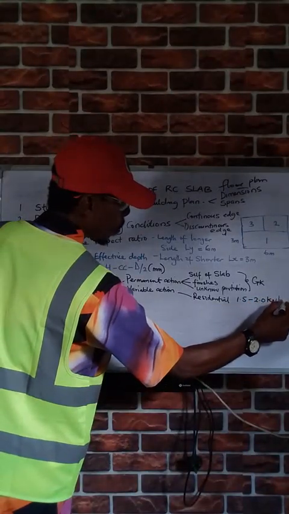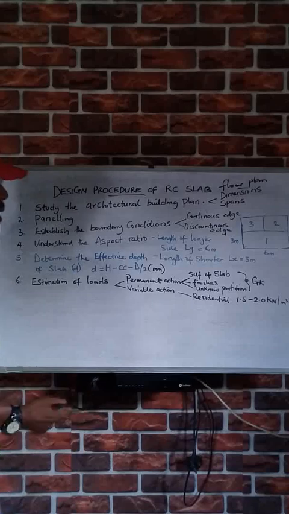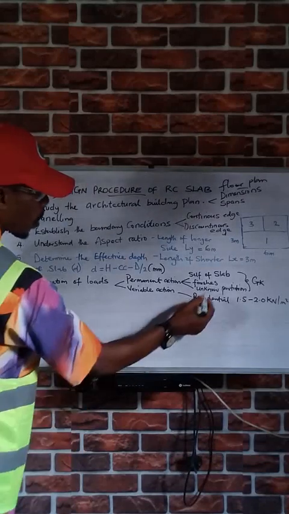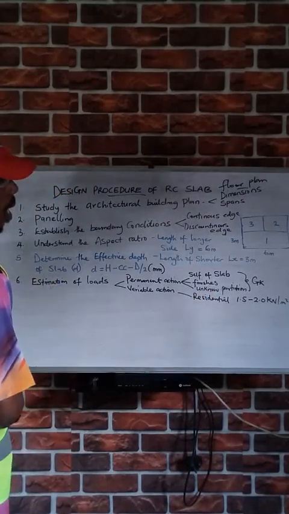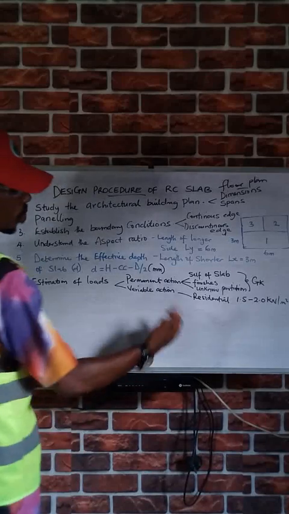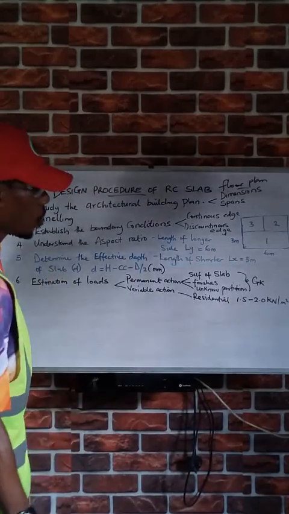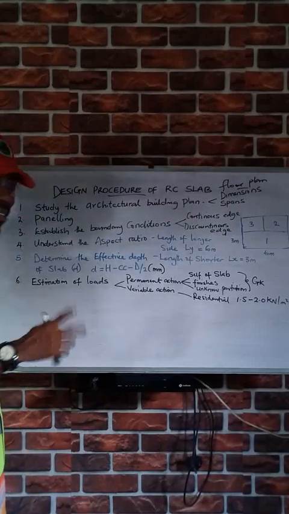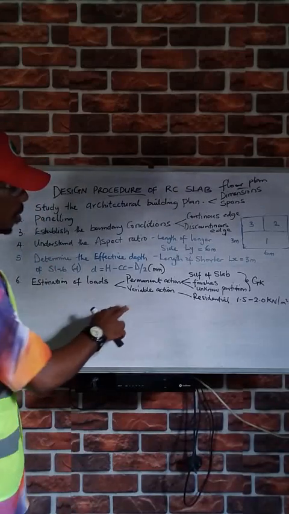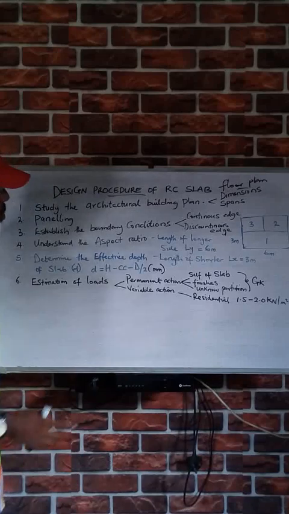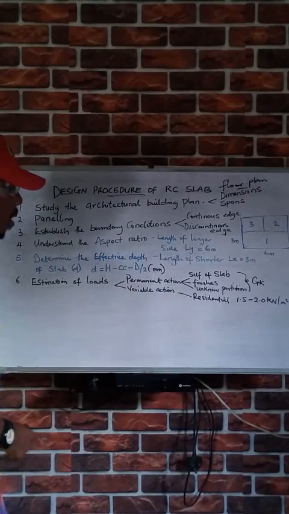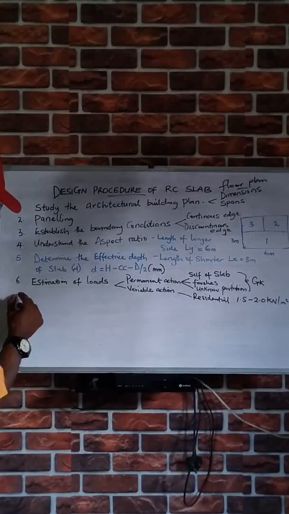kilonewton per meter square. So ideally, it's better to adopt the higher value. In this case, it's better to adopt 2 kilonewton per meter square as your live load, that is variable action.